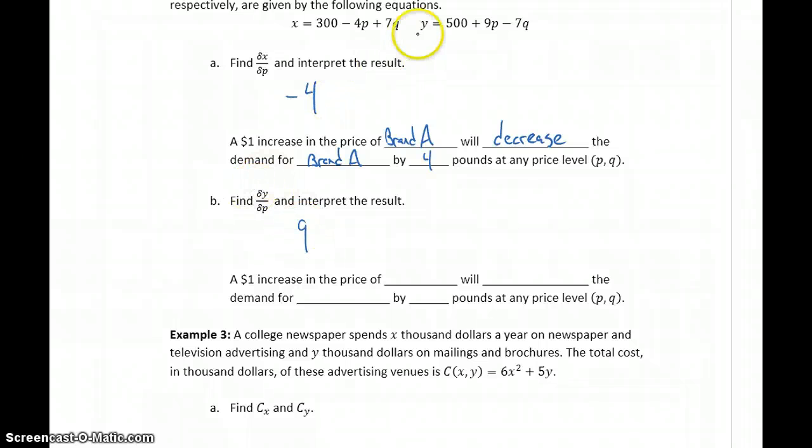Our other result, 9, which is the derivative of our equation y equals this expression, with respect to P, tells us that a $1 increase still in the price of, in this case, differentiating with respect to P, means we're still changing the price of brand A. So if we increase the price of the brand A granola, we'll increase, since this is a positive result, the demand for Y, which Y represents the demand for brand B, by, in this case, 9 pounds at any price level PQ. So again, getting these derivative results and then applying that concept of rate of change to interpret what those results tell us.